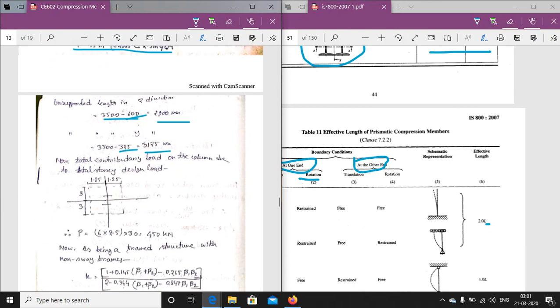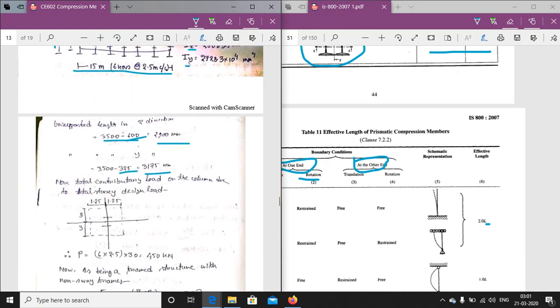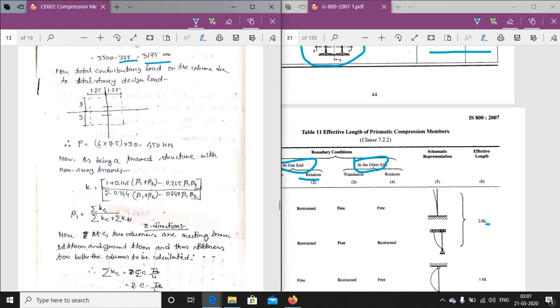Now the total load coming to this C1 column. I have already told why we are calculating the effective flexural stiffness of the beam and column joining at that point. Now the total contributory load on the column, the story design load. If this is the column C1 and this is the 6 meter spacing, and this is a 2.5 meter spacing, this is the beam, so half of the beam load from here and half of the beam load from here will come to here.